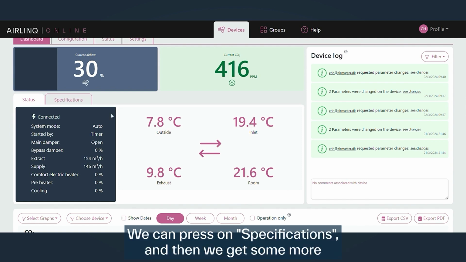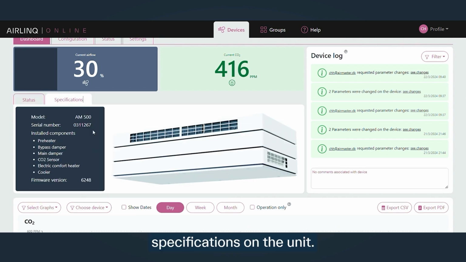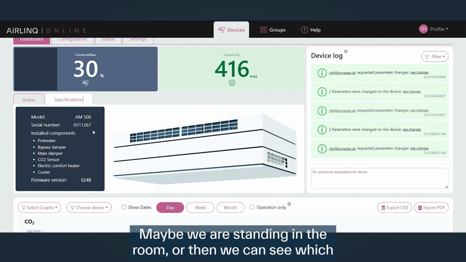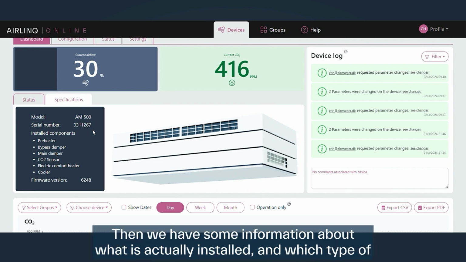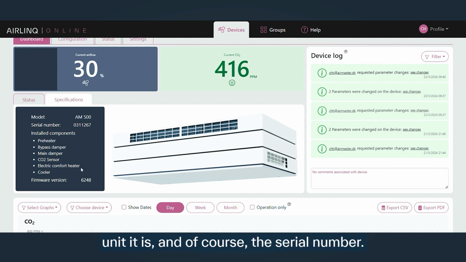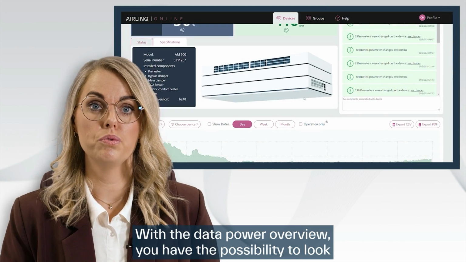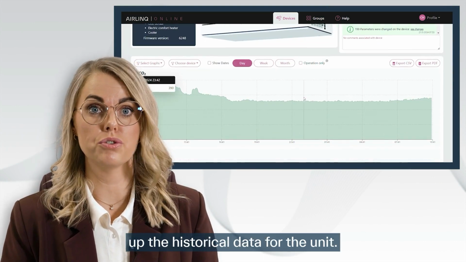We can press on specifications and then we get some more specification on the unit. We get a picture of which unit it is. We can then compare it to the room. Maybe we are standing in the room, or then we can see which unit is actually hanging in the room. And then we have some information about what is actually installed and which type of unit it is, and of course the serial number.